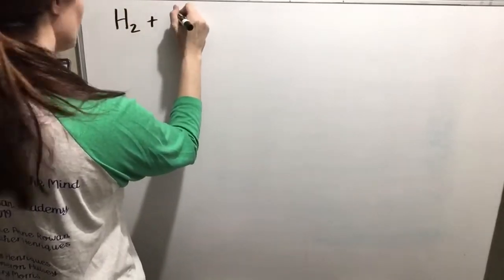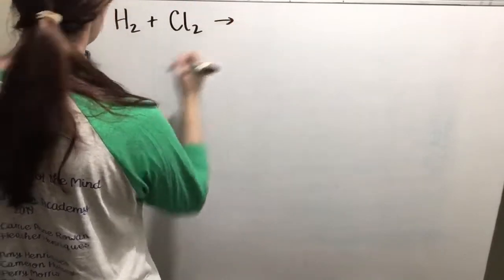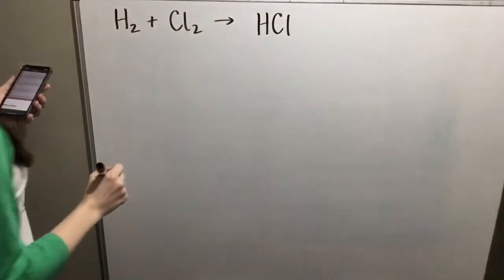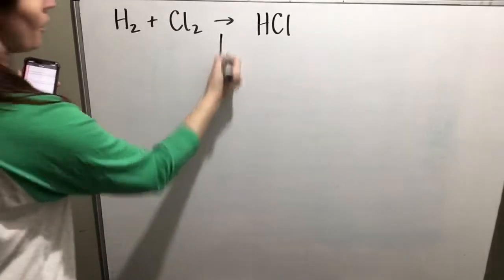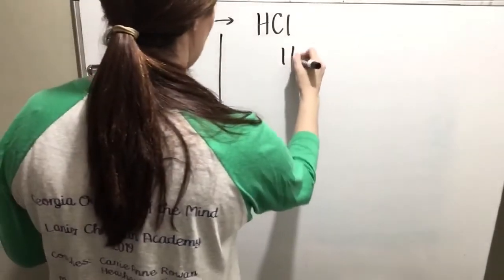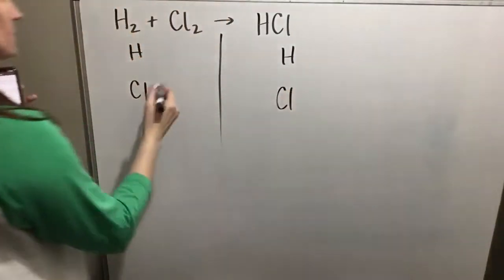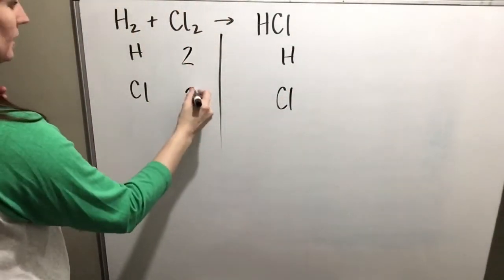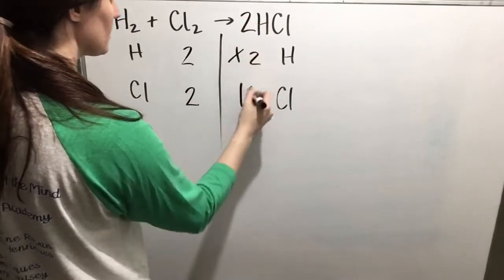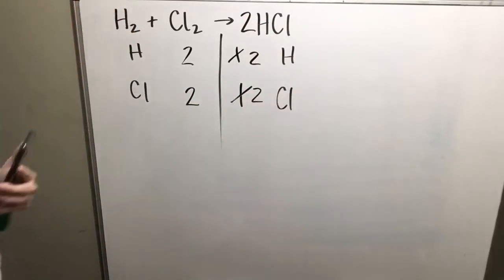All right, the next one is H2 plus Cl2 yields HCl. So draw a line. We have H and we have Cl. We have H and we have Cl. This one's easier as far as the numbers go. 2 and 2, and over here we have 1 and 1. So we just throw a 2 up there, and we're done. That was easy peasy.